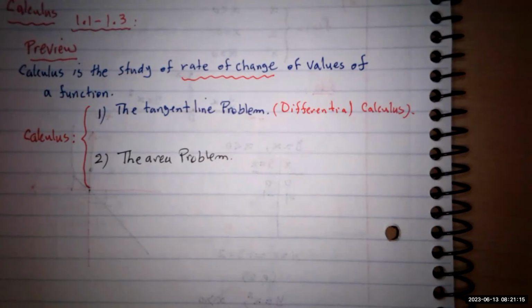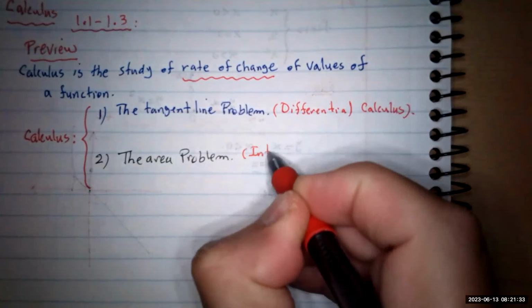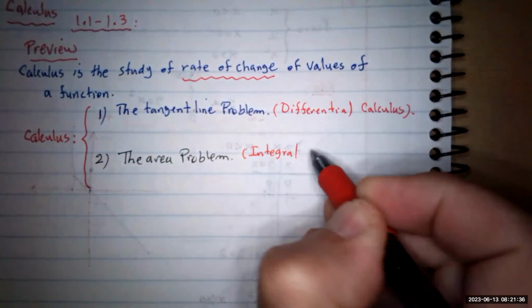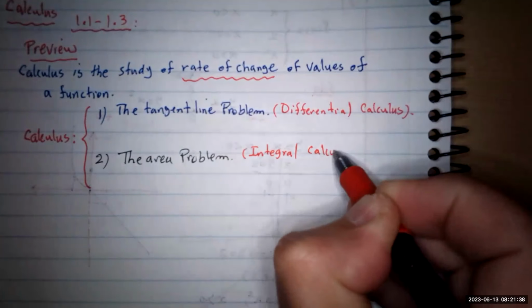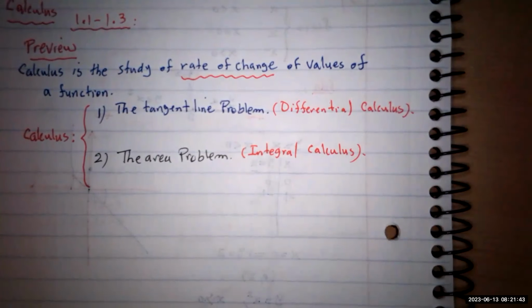Okay, in order to get that area, again, we estimate in calculus. We consider the rate of change of that area. So in this part of calculus, we need a machine. The machine will be called integral. And this part of calculus is called integral calculus. Okay, so integral calculus is the part of calculus that refers to the area problem.